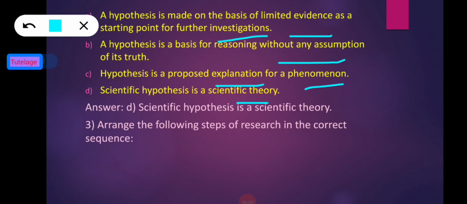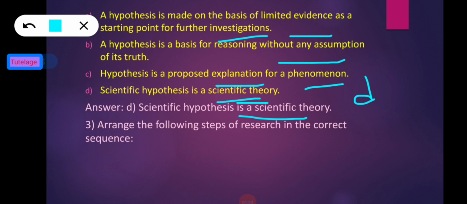We have already said the second question is to identify the incorrect statement. So A, B, C, these three sentences are correct. Option D, a scientific hypothesis is a scientific theory, is not the correct one. So this is the answer for this particular question.